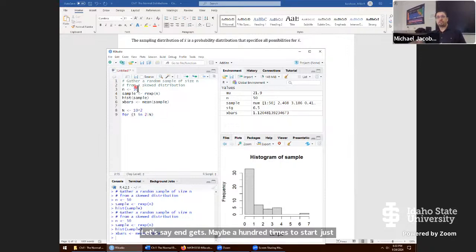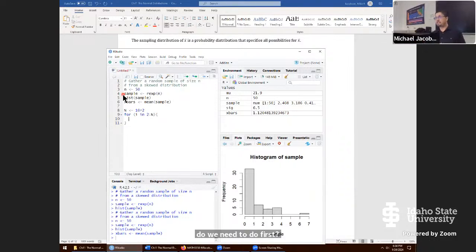So what we're going to do is just repeat this right here 99 extra times, is what this is specifying. So we'll use our curly brace and write out, well, what do we need to do first? We need to obtain a new sample. So this is not going to be the best code in the world, but it'll work. Sample gets rexp(n). It's going to override this sample right here, but that's okay. We're trying to accumulate lots of them.